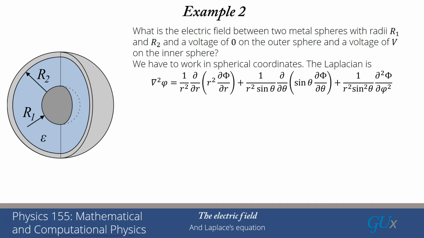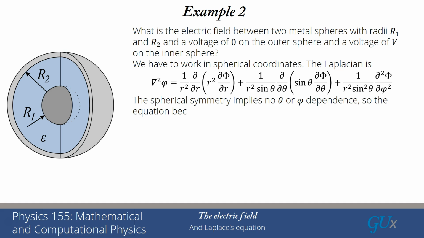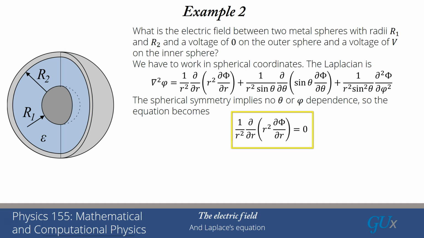Now remember, we have spherical symmetry here. So because we have spherical symmetry, in this case, there should be no theta or phi dependence to our result. So the second two terms in this Laplacian are going to go away, and we're going to just be left with the first term. And our Laplace's equation is simply going to be 1 over r squared d by dr, r squared d phi by dr is equal to 0.